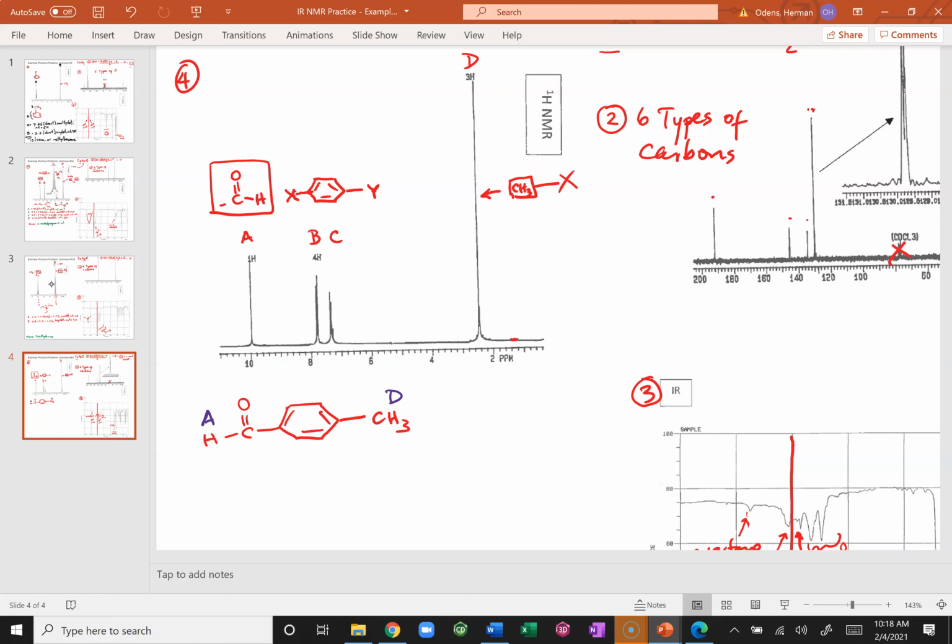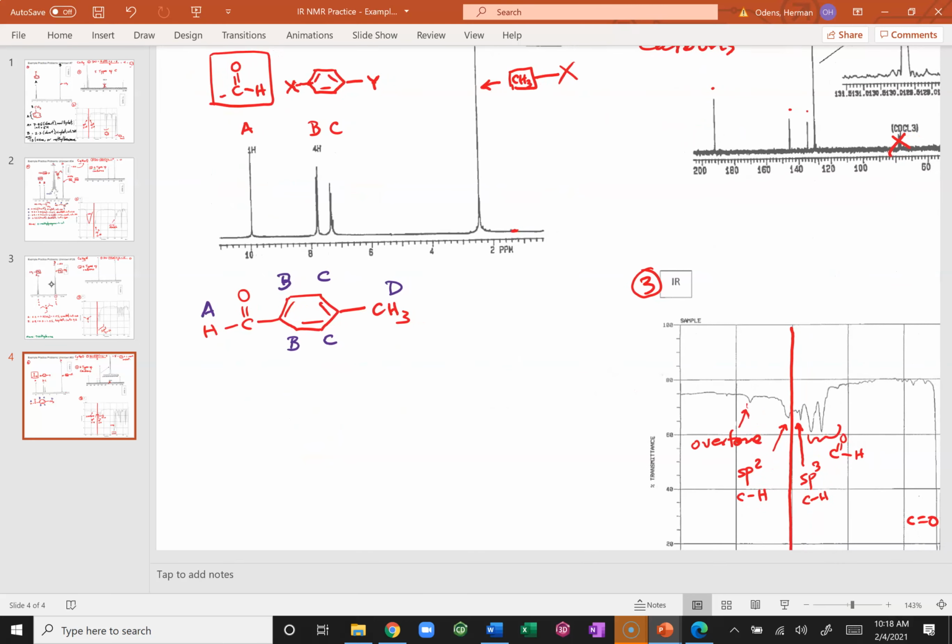Which one would be B? The one closer to the electron withdrawing group, so that will be more downfield, more de-shielded. So this will be B, and this one will be also B. And this will be C and C. All right? Very good.